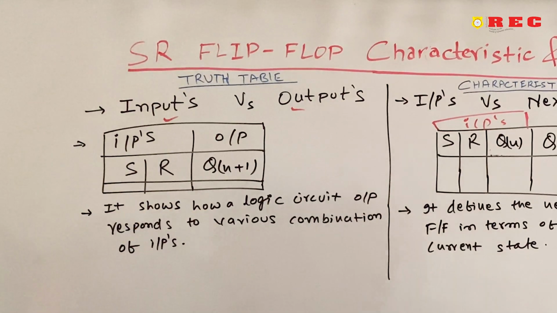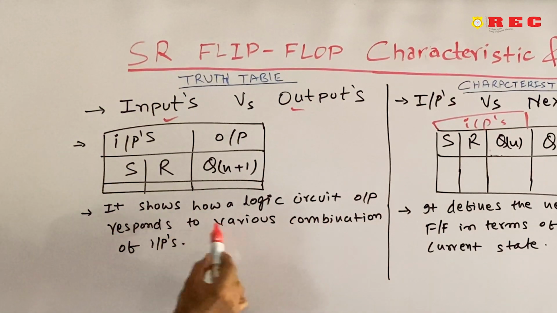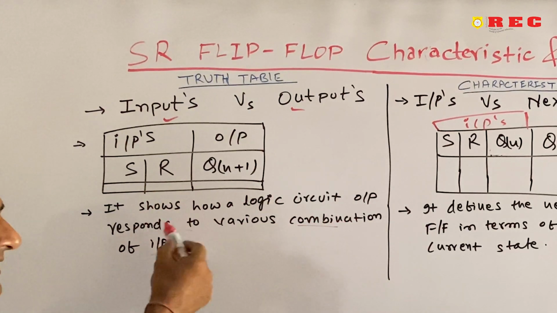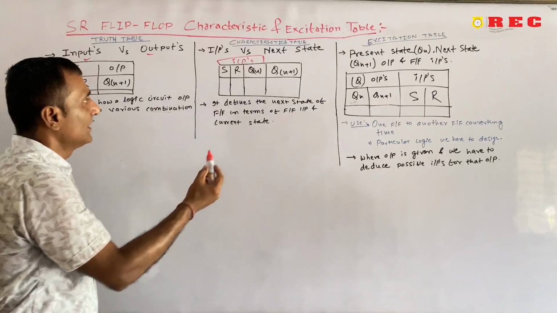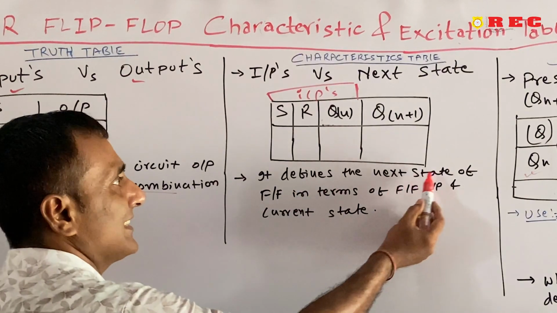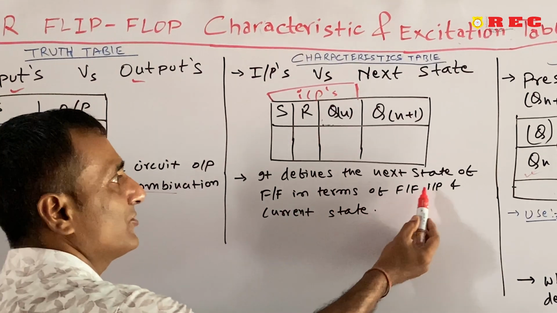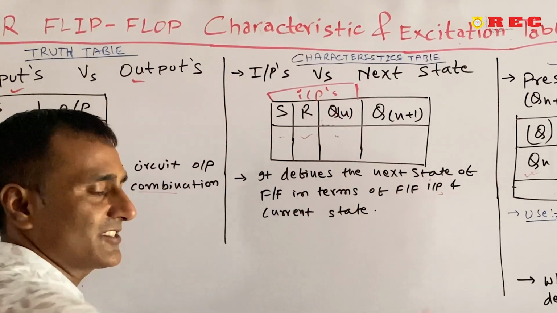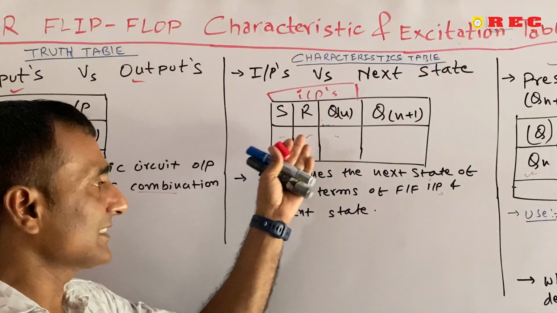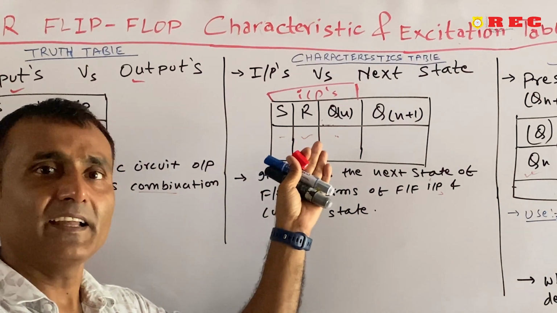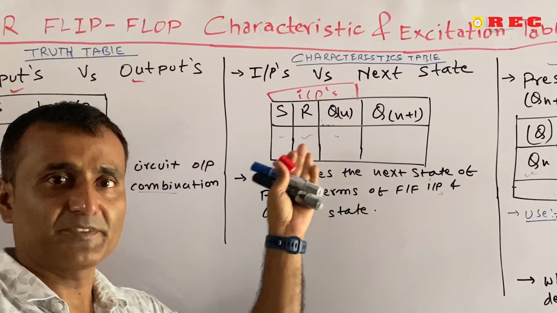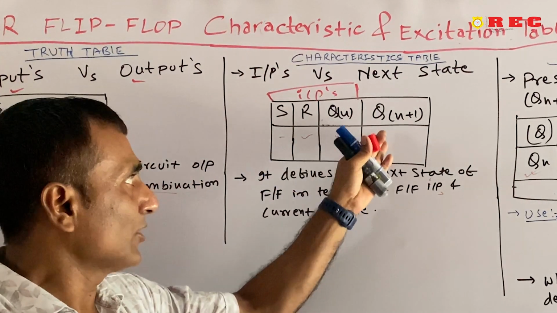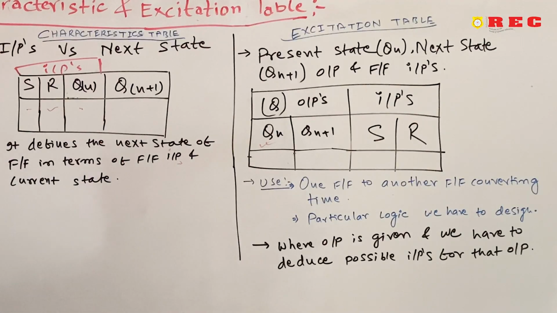and the next point, in the truth table, it shows how the logic circuit output responds to the various combinations of the input. Whatever be the combination of the inputs, on that it depends the next state. In characteristics, it defines the next state of the flip flop in terms of flip flop input and current state. These are the inputs and this is the current state. So, the inputs are S, R and the current, previous, we can say the previous state, or we can say the present state also. On that the output depends, the next state, that is Qn plus 1.